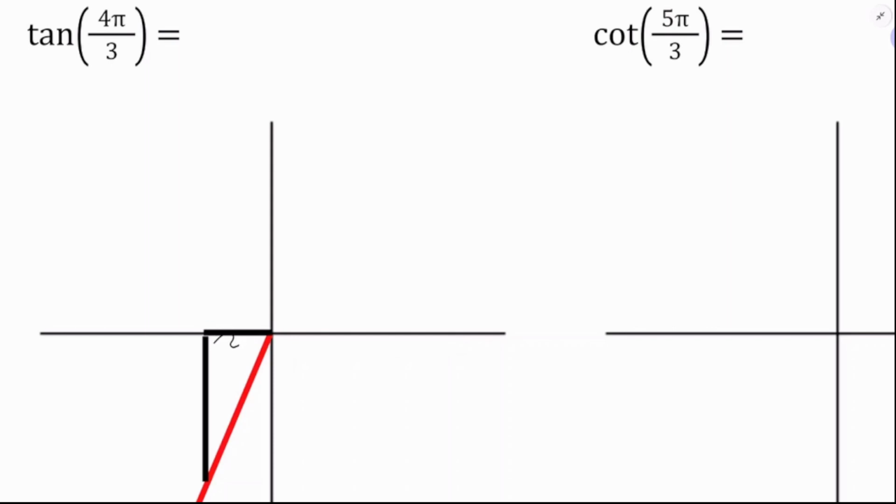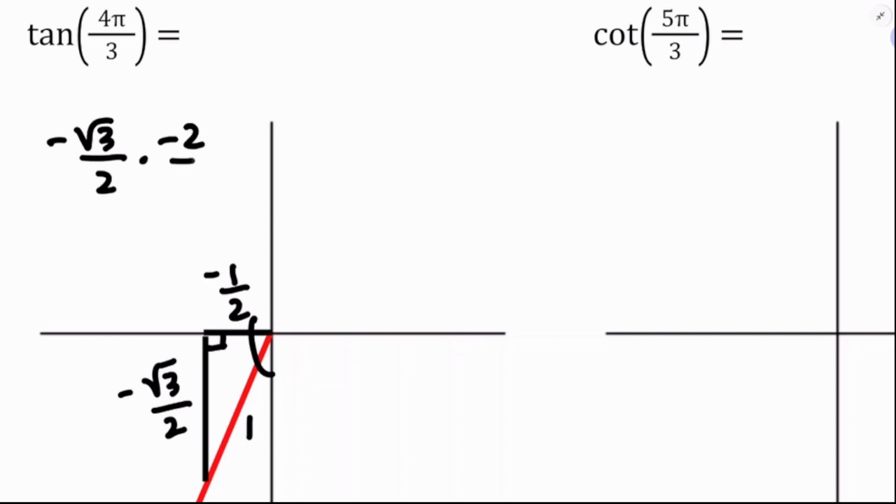Okay, we've got our triangle. We're going to label it hypotenuse 1. So 30, 60, 90. The longer leg is root 3 over 2, and the shorter leg is a 1/2. Both negative over here, and so tangent is opposite over adjacent. Negative root 3 over 2 divided by negative half is like multiplying by negative 2 over 1, and that's going to equal positive square root of 3.